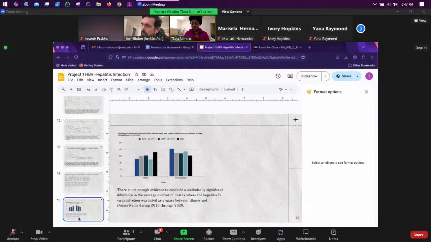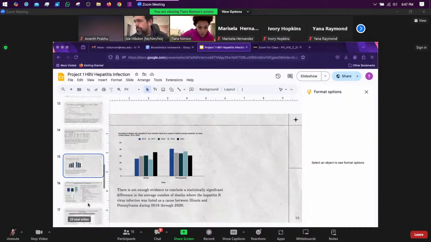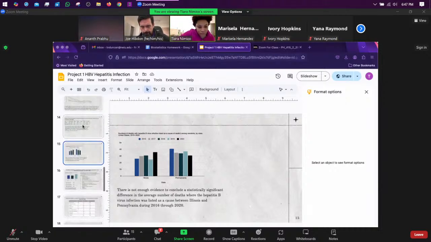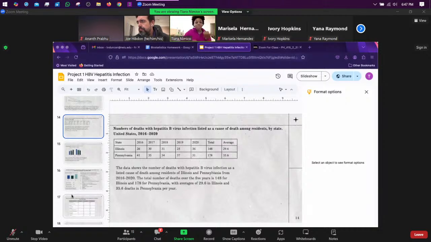My null hypothesis was there is no difference in the average number of deaths due to hepatitis B between Illinois and Pennsylvania. Okay, wait, did I put the information in? Well, I didn't put the information in, but I failed to reject the null hypothesis because the p-value was 0.0794, which was greater than the level of significance.